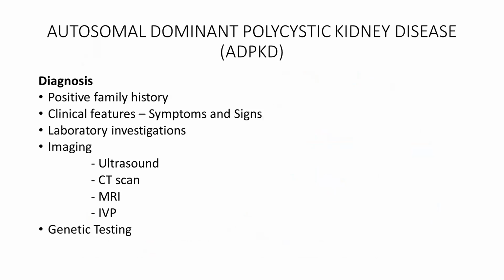How do we diagnose autosomal dominant polycystic kidney disease? Most of the time, there is a positive family history. Somebody in the family had polycystic kidney, like parents, brothers, or sisters. As for laboratory investigation, we can easily diagnose polycystic kidney disease with ultrasound, CT, MRI, and IVP. The most favored and most commonly used is ultrasound, which is economical. And finally, genetic testing is usually performed in rare cases.